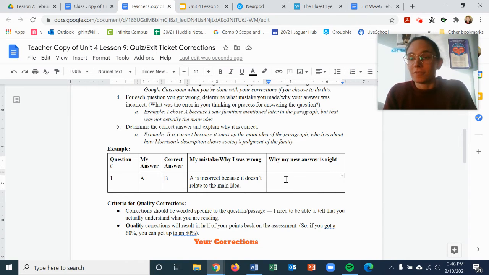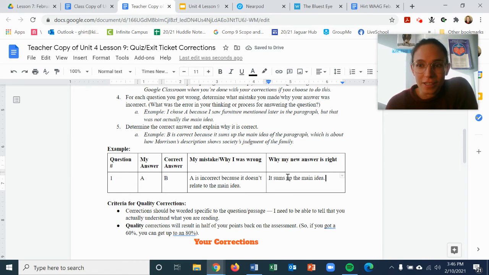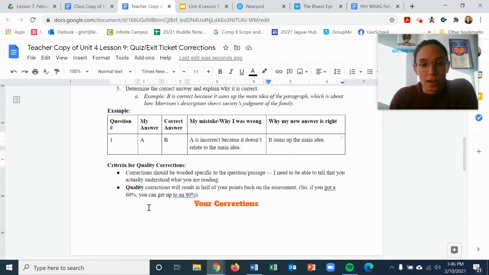So let's look at a non-example for why my new answer is right. It sums up the main idea. Do I, as a teacher, know that you know what the main idea of the paragraph is? Nope. I cannot see that you've learned anything at all from this correction. So your answers need to be specific to the question. If you're saying it sums up the main idea, you need to tell me what you think the main idea is so that I can determine if you are actually learning anything, if you're even looking at the question at all.